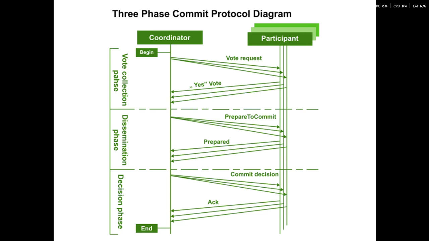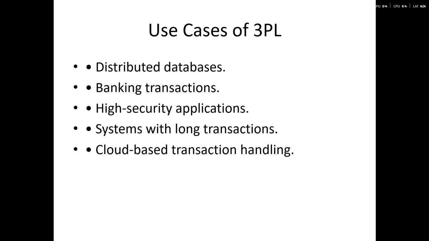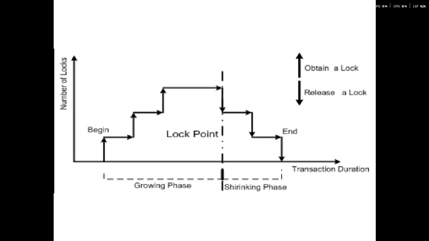This shows the three-phase commit protocol. We also discuss the two-phase locking protocol in the diagram. So this is the two-phase locking protocol diagram. It shows the number of locks. It has the locks in the beginning, and the horizontal line below shows the transaction duration. Then it shows the lock point; one decision can make the lock point. The up arrow is defined as obtaining a lock. The down arrow is defined as releasing a lock.